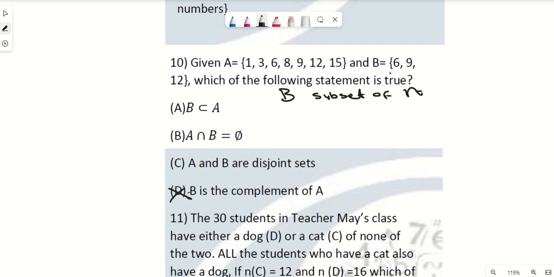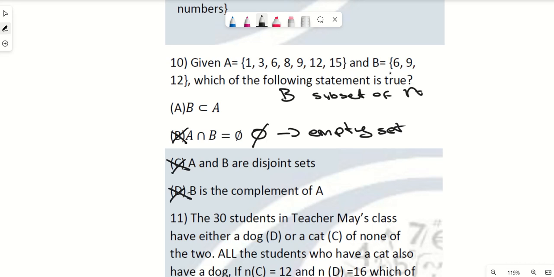C and A are disjointed sets. As I said before, disjointed sets mean they have nothing in common. If we look, they have 6, they have 9, and they have 12 in common. So C is not a correct answer. Next, A intersect B is a null or empty set. Remember this sign, this 0 with a cross is an empty set, or null set, right? A intersect B would mean A and B have nothing in common. That is not true, A and B have 6, 9, and 12 in common. So this is incorrect.